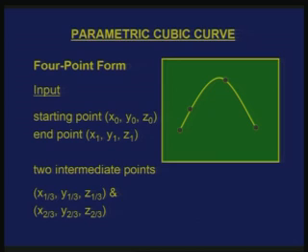Now, the first form which we studied was the algebraic form, which was defined by 12 algebraic coefficients. Then we studied the geometric form, which was also defined by 12 inputs, but a more convenient input in terms of start point and end point.